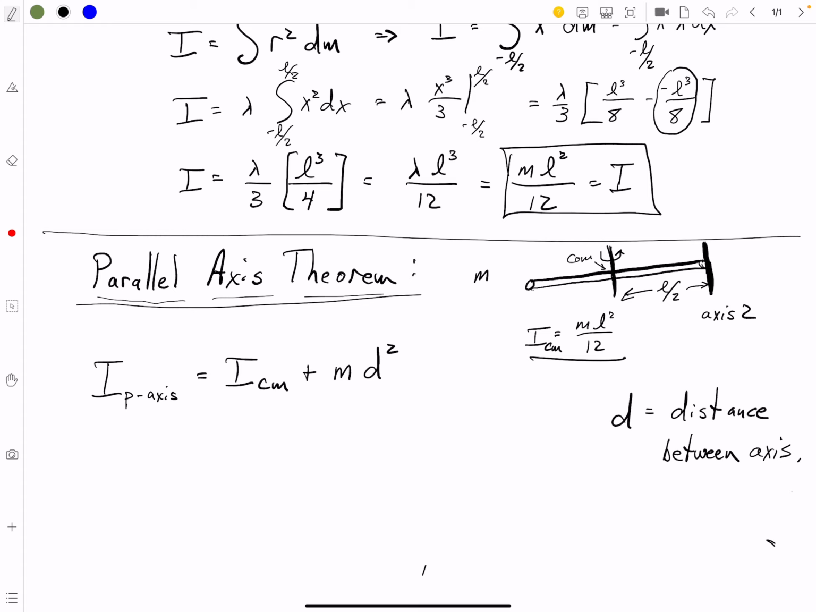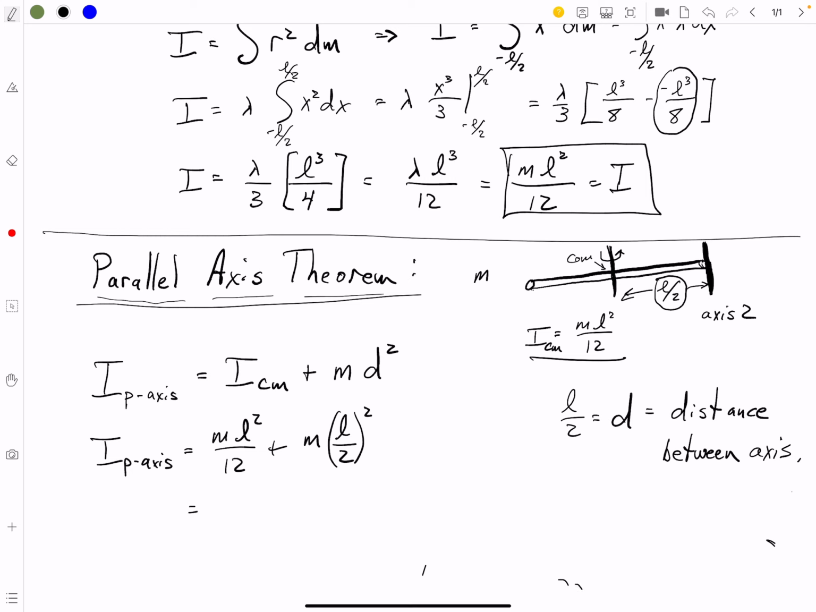So that distance for us is this L over 2. Okay, so L over 2 is equal to our d in our situation. So we can write down then that our parallel axis moment of inertia is ml squared over 12 plus our mass times L over 2 squared.